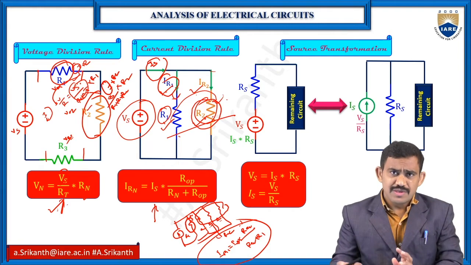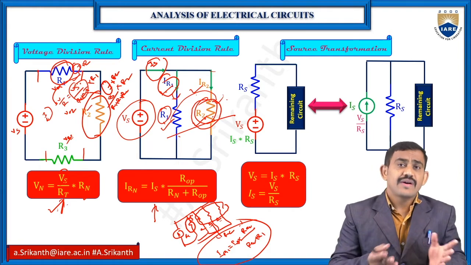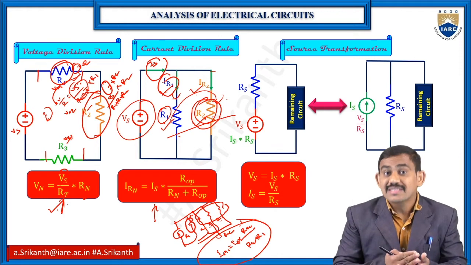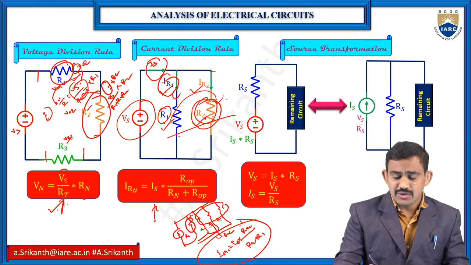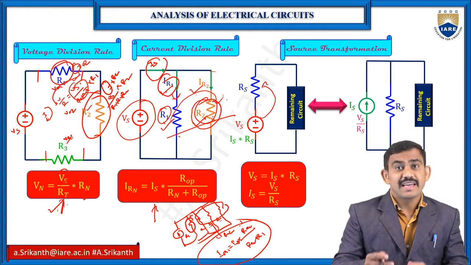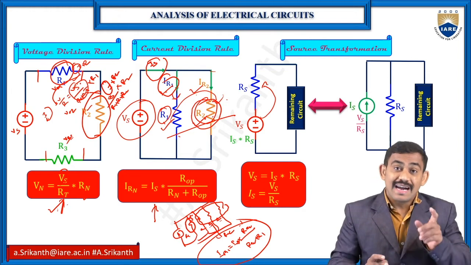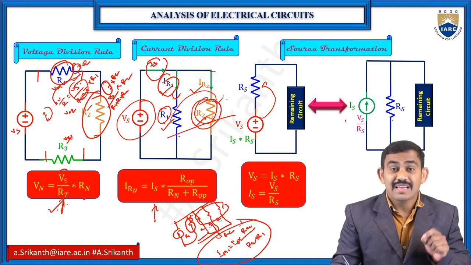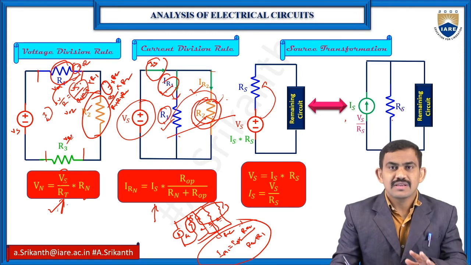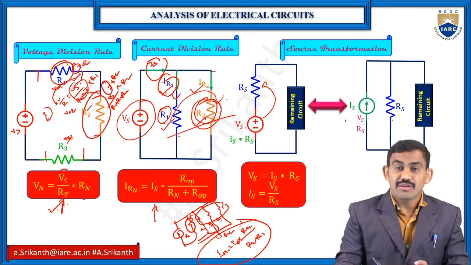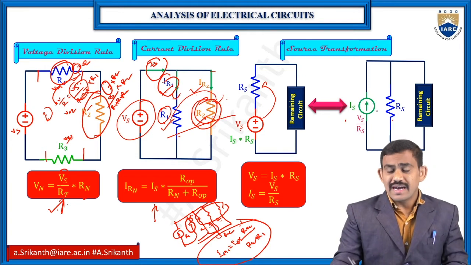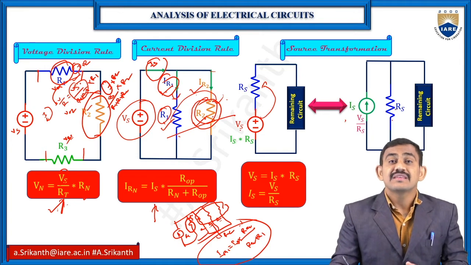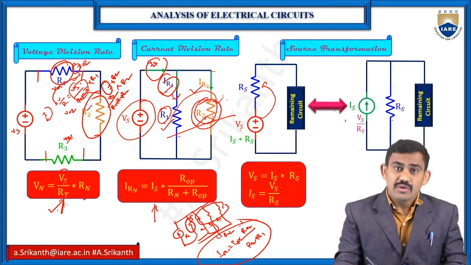Coming to source transformation. If I have a voltage source in series with a resistor, I can convert it to a current source in parallel with the same resistor. So the resistor value is as it is. So I have a voltage source in series with one resistor that can convert into a current source in parallel with the same resistor. So the resistor value is the same.